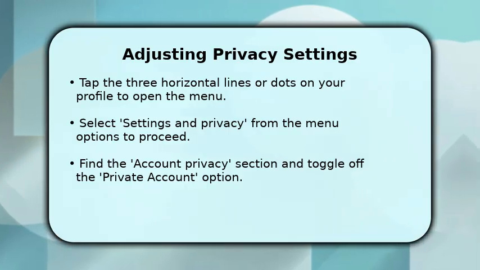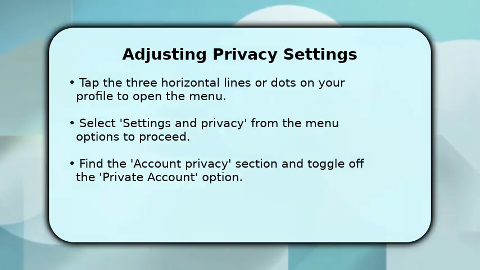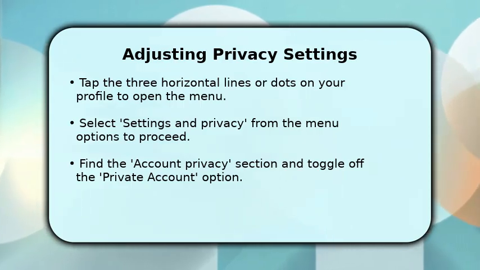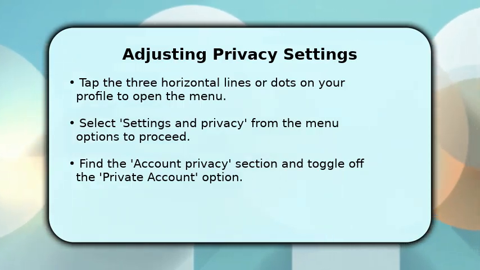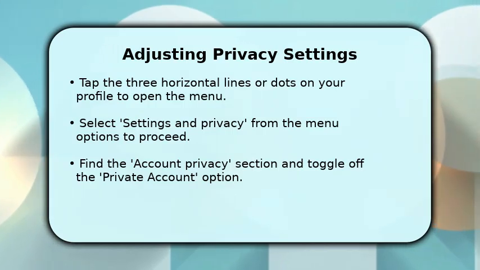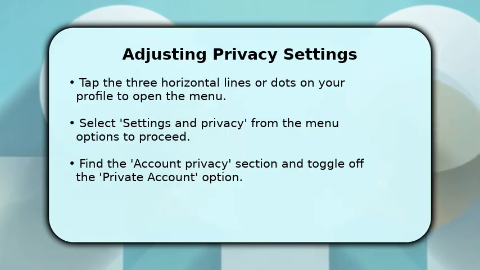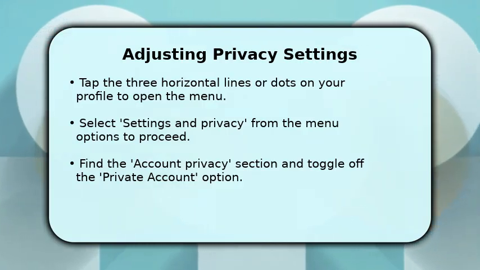Look for the 3 horizontal lines or dots in the top right corner and tap them to open the main menu. From there, select Settings and Privacy. Within this section, you will find Account Privacy. Simply tap on this option and then toggle the private account switch to the off position. A confirmation message will appear, ensuring you understand the change.